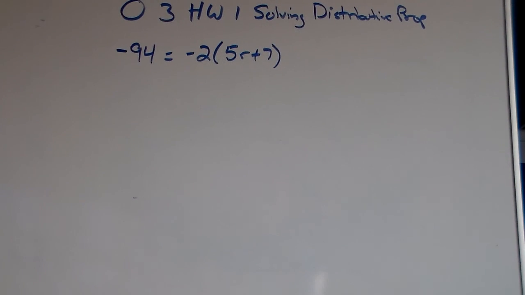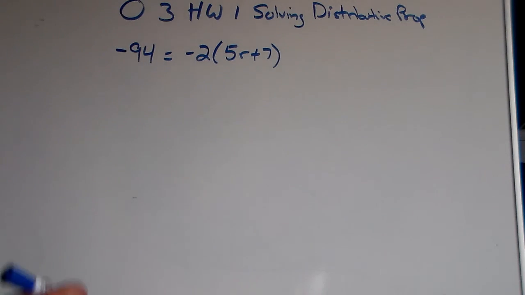Alright, ladies and gentlemen, this is 03HW1, solving equations using the distributive property. And right here we have problem number 1 on our worksheet, which is negative 94 equals negative 2 times 5r plus 7.